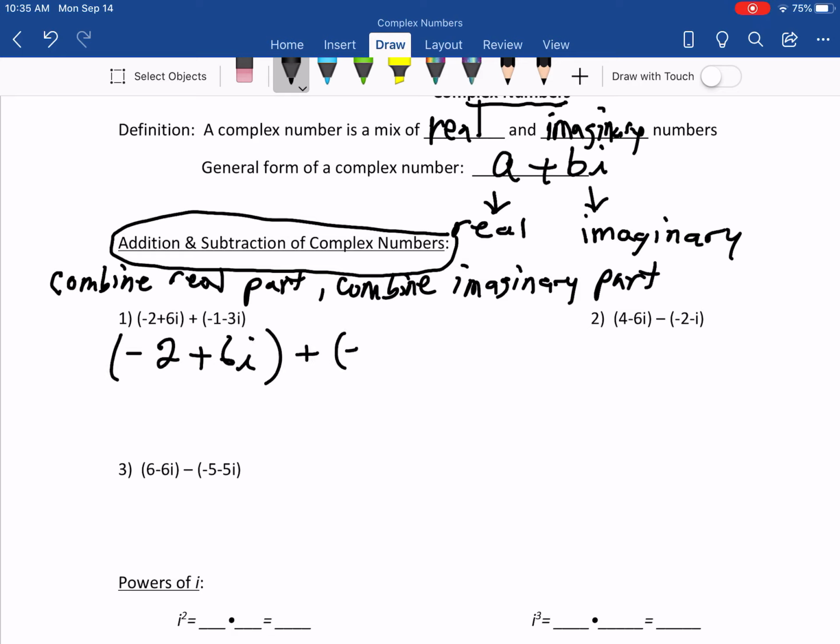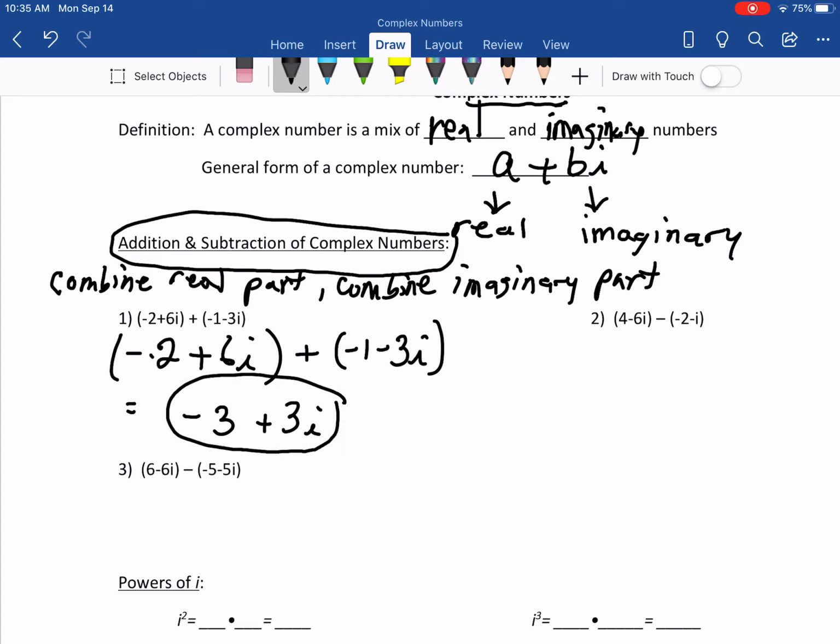Okay, so negative 2 plus 6i plus negative 1 minus 3i. So the real part, negative 2 plus negative 1, that's just going to be negative 3, and 6i plus negative 3i. We'll add them like i was any variable, if it were x, y, whatever. So 6i plus negative 3i is 3i.